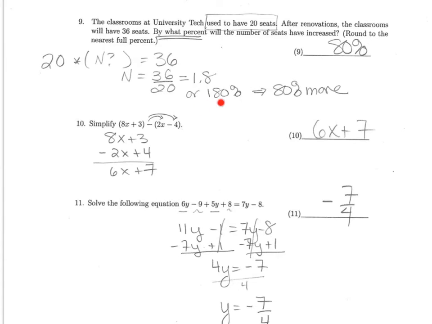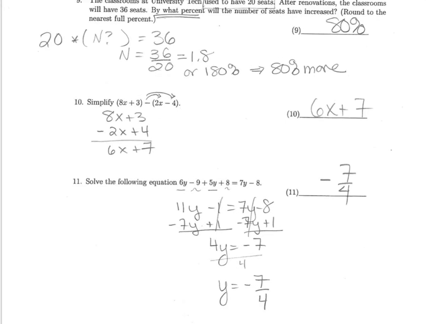So we get 180%. That means that we have 80% more than the 100% we had before. So you have 80%. Some folks do this as a proportion. You can do it that way if that makes sense to you.